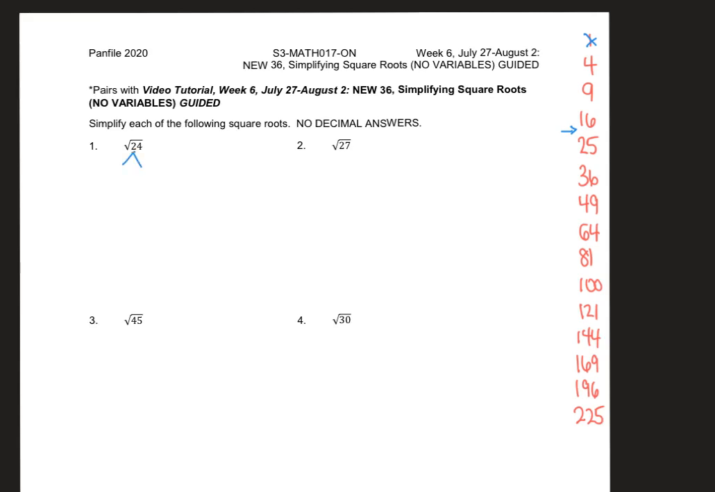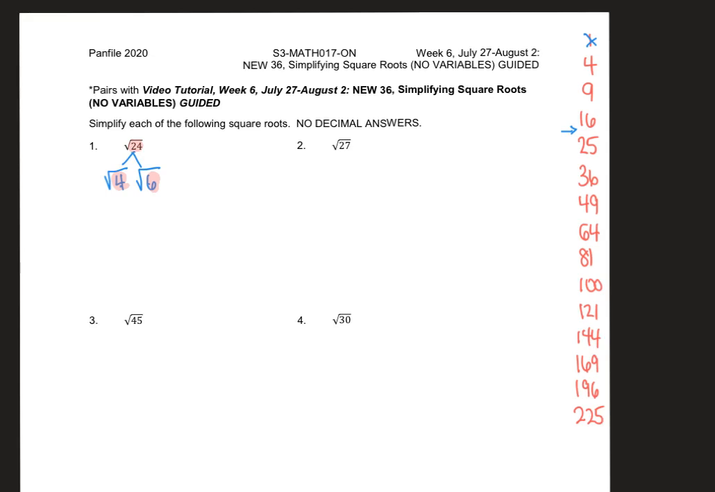So I rewrite this as the square root of 4 and the square root of 6. Now, where did the 6 come from? Well, the 6 was my other number, right? So if I divide 24 by 4, I get 6. 4 times 6 gets me back to 24. So you see where these factors come into play. 4 and 6 are factors of 24.